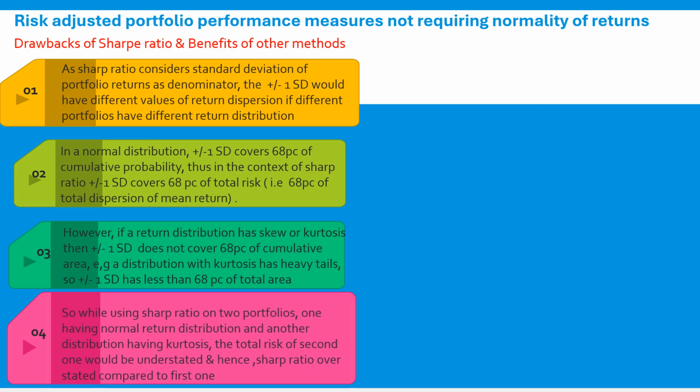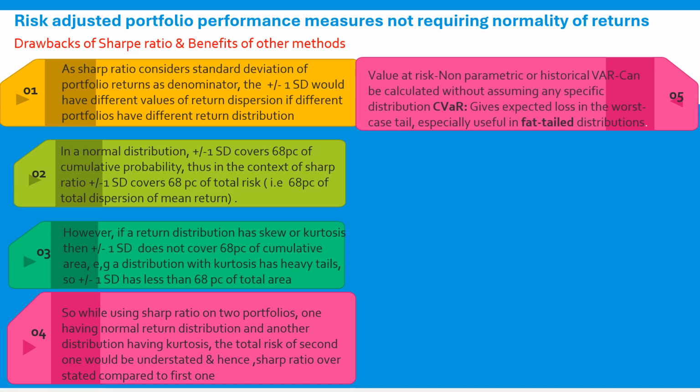So while using Sharpe ratio on two portfolios, one having normal return distribution and another having kurtosis, the total risk of the second one would be understated, and hence the Sharpe ratio overstated compared to the first one. What are the other methods? Value at risk, non-parametric or historical VaR, can be calculated without assuming any specific distribution. CVaR gives the expected loss in the worst case tail, especially useful in fat tail distributions.